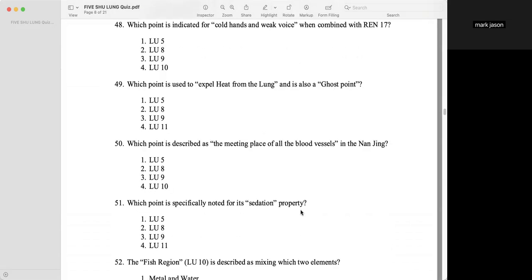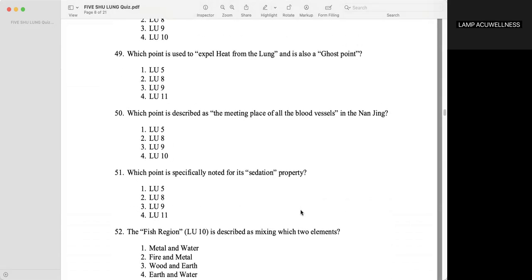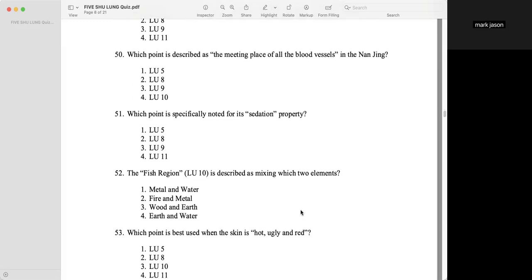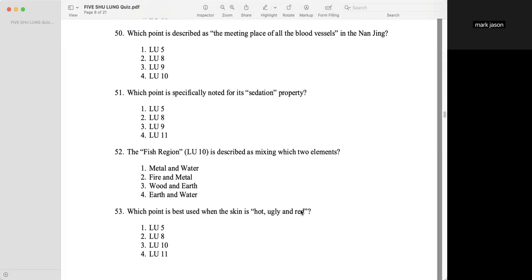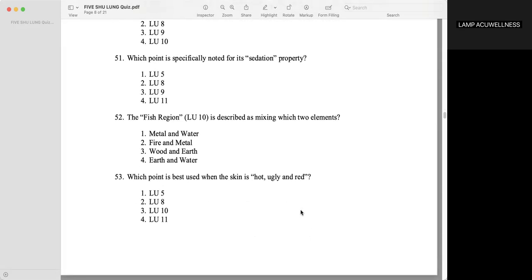Lung 9. Which point is used to expel heat from the lung and is also a ghost point? Lung 11. Which point is described as the meeting place of all the blood vessels in the Nanjing? Lung 9. Which point is specifically noted for its sedation property?